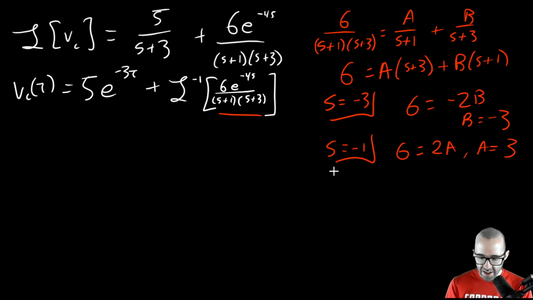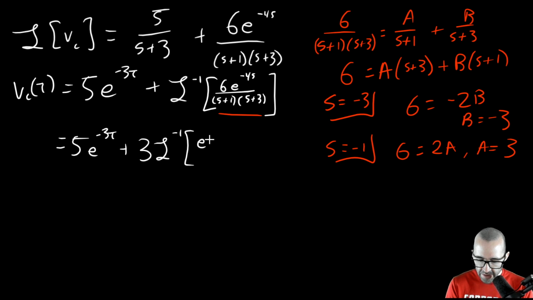So what do we have here? We have that this is equal to 5e to the -3t, plus this becomes, right, a is 3. So this becomes 3 times the inverse Laplace transform of e to the -4s over s plus 1, minus 3 inverse Laplace transform of e to the -4s over s plus 3.